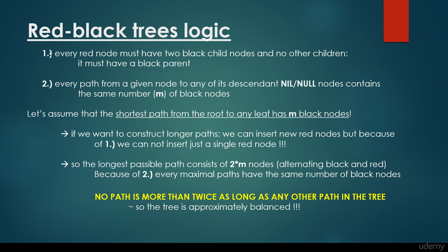Consider these two principles. First, every red node must have two black child nodes and no other children, and it must have a black parent. Second, every path from a given node to any of its descendant null pointers contains the same number of black nodes. This number of black nodes is denoted by M.